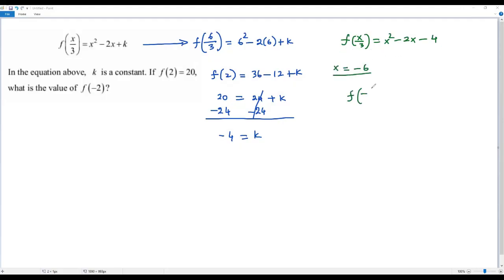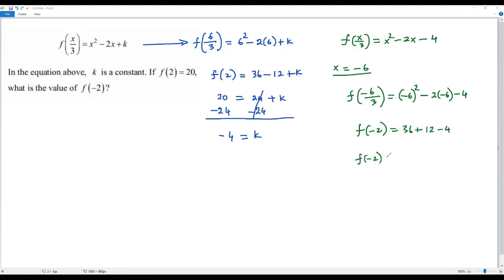Okay, now let me plug in x = -6 in this function. Then I'm getting f(-6/3). On the right side also I have to plug in this -6 for x. Then I'm getting (-6)², -2 times -6, -4. Okay, f of, when I divide this -6 by 3, I am getting -2. Here when I evaluate the value of (-6)², it is 36. Negative times negative will become positive. 2 times 6 is 12, -4.